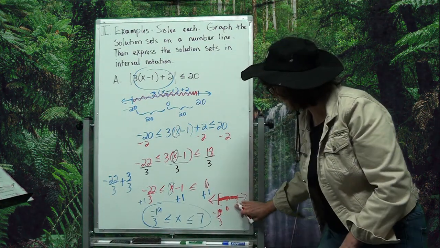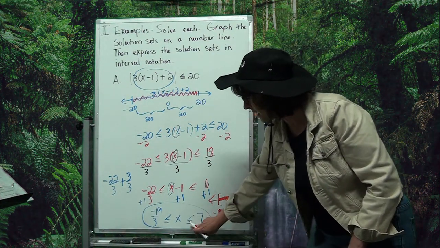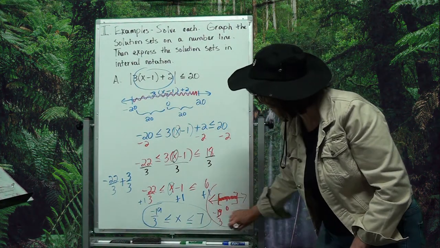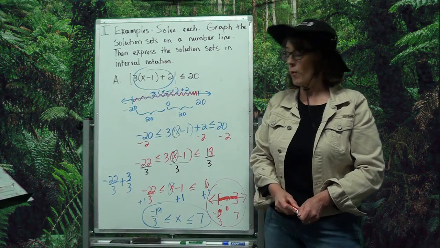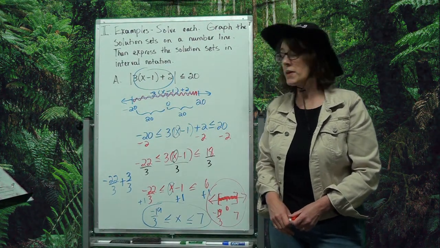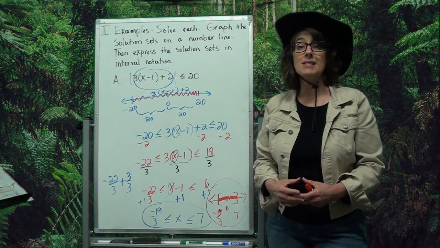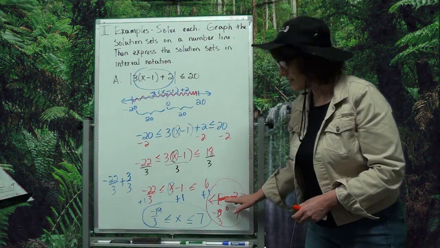And then how am I going to handle my 7? Once again, there's an equal to part, so that means put a bracket on it. So here is my number line graph to represent that solution. Now recall, we've talked before about interval notation. Interval notation is simply math symbols to represent that picture.